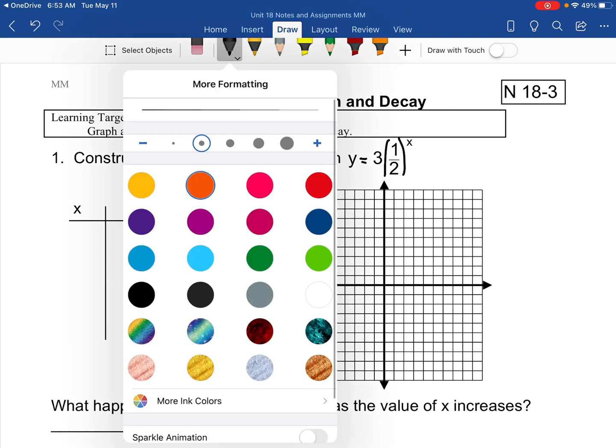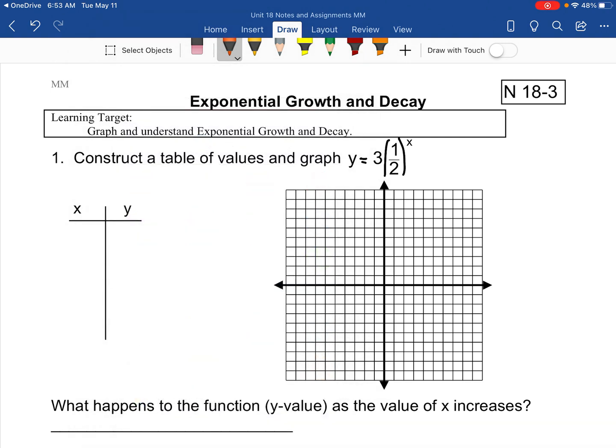Add some parentheses. So the first thing that I want us to do is construct a table of values. So just some x, y coordinates, okay? You can do this by hand, but I would definitely suggest putting it in your calculator and looking at the table. So you're going to hit y equals, and type the equation in just as such: 3, parenthesis, 1/2, close parenthesis, to the x power, okay?